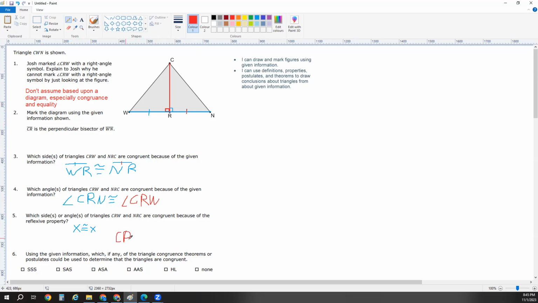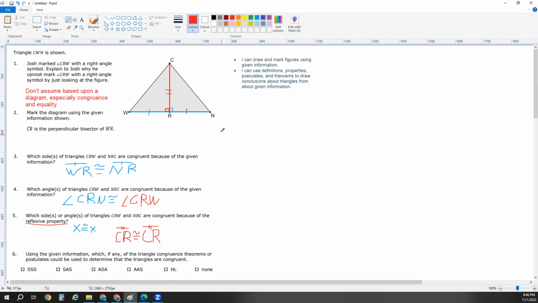CR is congruent to line CR, with a little double dash, and that's the reflexive property. And you're thinking, man, when would I ever use that?